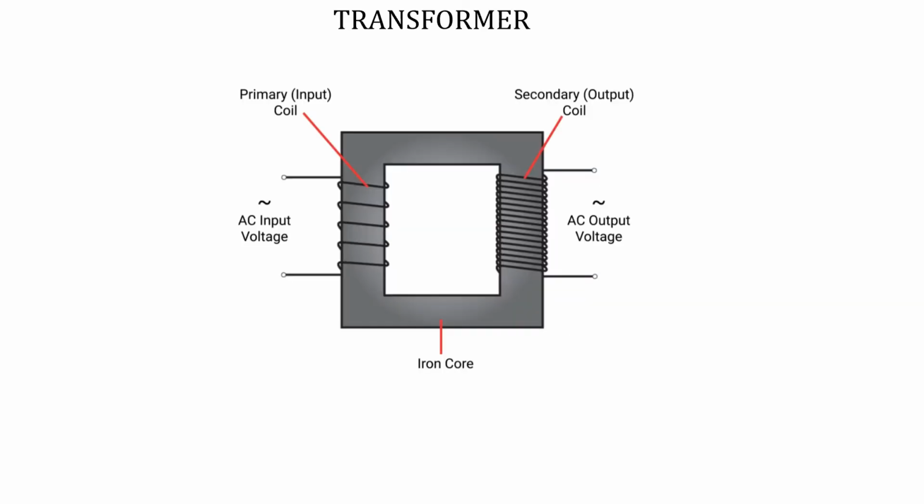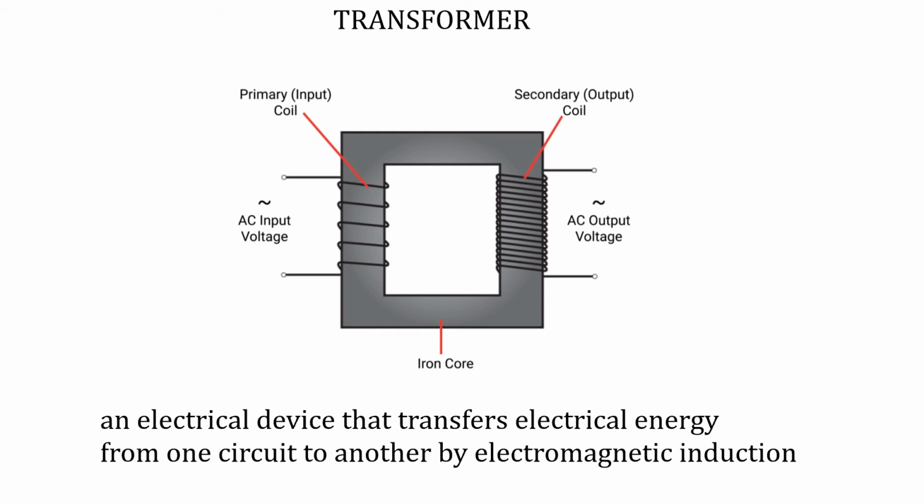The transformer is an electrical device that transfers electrical energy from one circuit to another by electromagnetic induction. It consists of an iron core that is usually laminated. Wound on the iron core are two coils or windings. The primary coil is connected to the input voltage, and the output is tapped from the secondary coil.